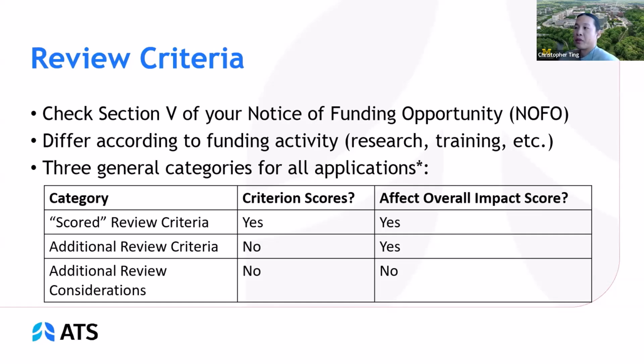reflect the reviewer's assessment of the likelihood for that project to exert a sustained and powerful influence on the research fields involved. The first category of scored review criteria require criterion scores on a scale of 1 to 9, and these scores play a role in determining its overall impact score. There's additional review criteria, such as human subjects protections, that don't necessarily require scoring, but will influence the overall impact score. And there are additional things, such as the budget, sort of period of support, that don't require scores and aren't supposed to have an effect on the overall impact score.